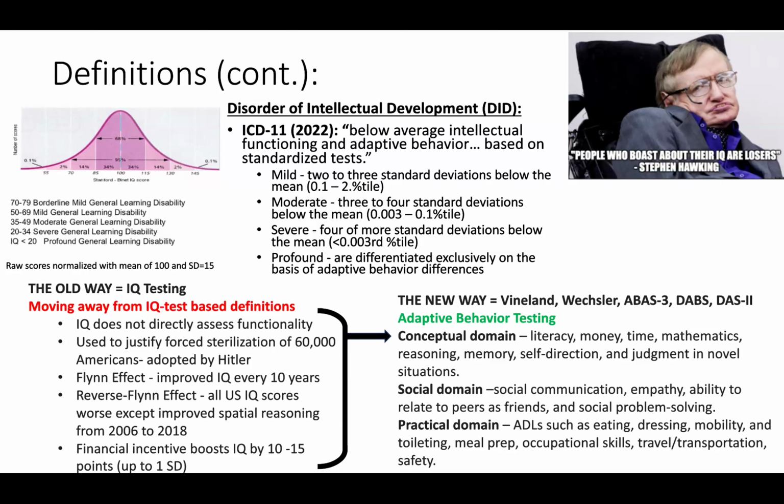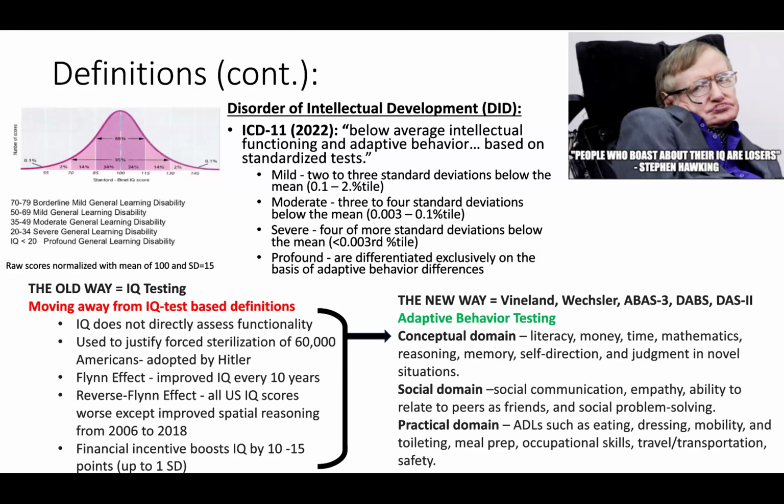So I want to bring that history just so that you understand IQ is not that great of a metric. But on top of its dark history, what's interesting about IQ is that it doesn't really give you conceptual domain. It doesn't really give you social domain or practical domain. So the new way is the better way. That's the Vineland. And that's what we're using now. And then there's also the Wechsler and ABAS-3 and several others. But those are going to actually be more applied in their assessment.